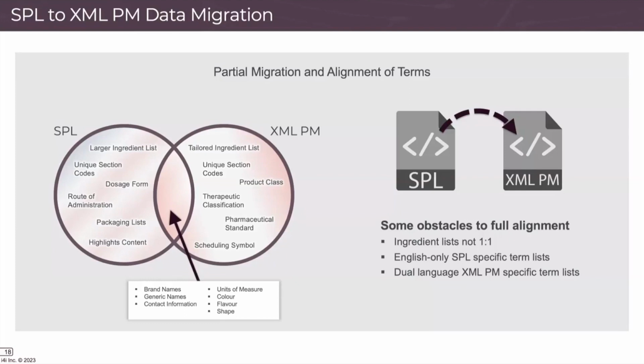So a partial migration of some of the metadata is possible. For a complete migration, there would need to be mapping done for the lists that don't align between XML PM and SPL, which wouldn't be an easy task. And even if it was completed, the migration still wouldn't be perfect, especially for the content.